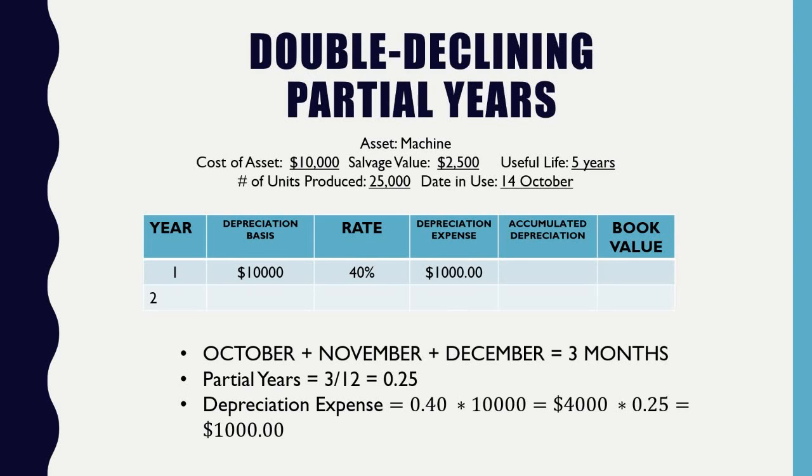Okay? Another way that you could do it is you could take the depreciation expense, divide the whole thing by 12 so you get a monthly number, and then multiply it by how many months it already exists. Okay, that's another way that you can look at it. But at the end of the day, you're going to get the same answer. Okay?